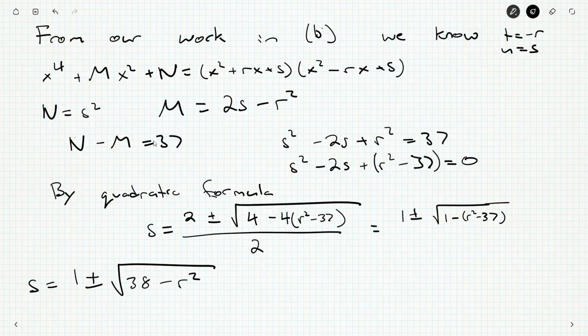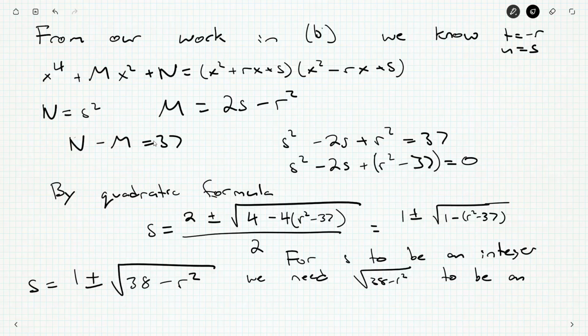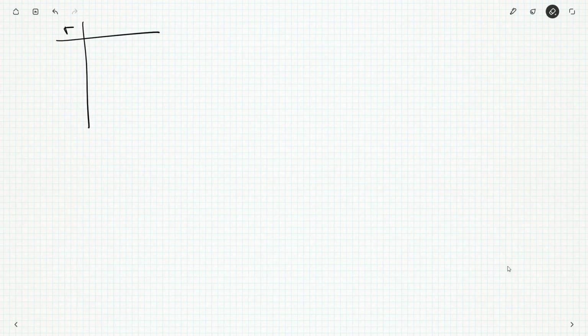So, what do we need here? Well, for s to be an integer, we need the square root of 38 minus r squared to be an integer. And I'm betting that just won't happen. Okay, so we need 38 minus r squared to be a perfect square. Well, 38 isn't involved in any Pythagorean triples. Or you could make a chart. For r, you can't have r as 0, so we'll start with 1. I guess you could start with -6 if you wanted, because there's nothing that says r can't be a positive integer.